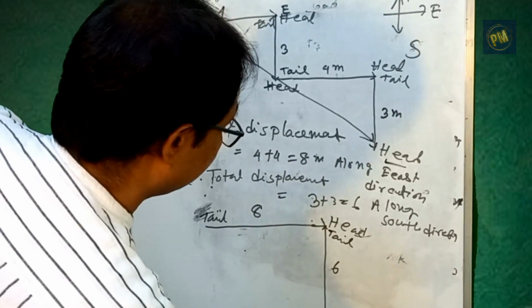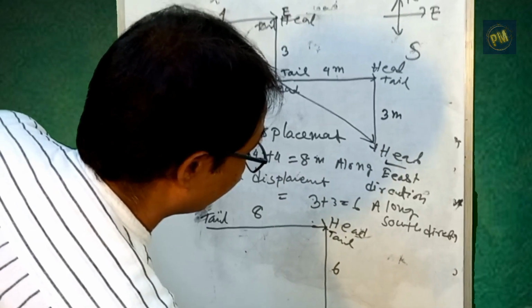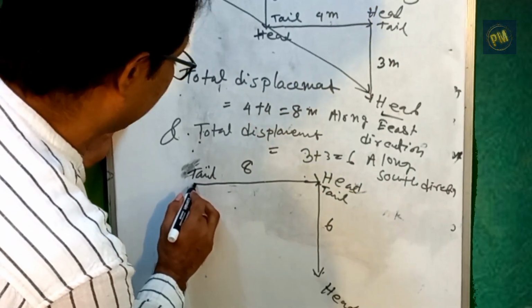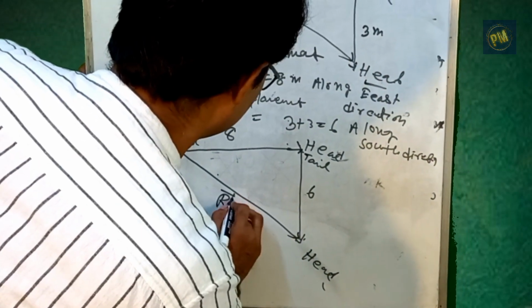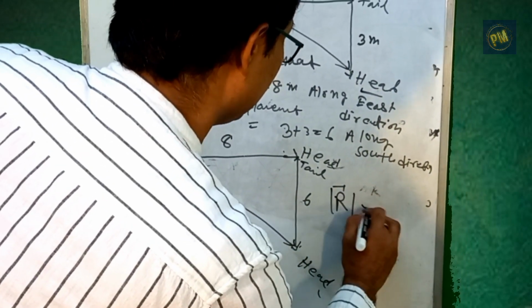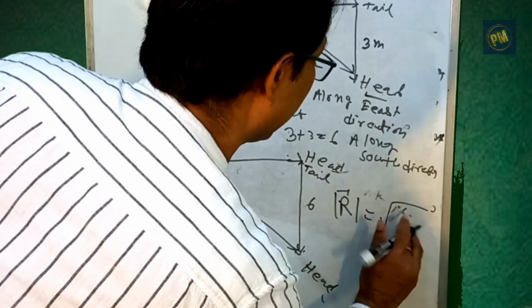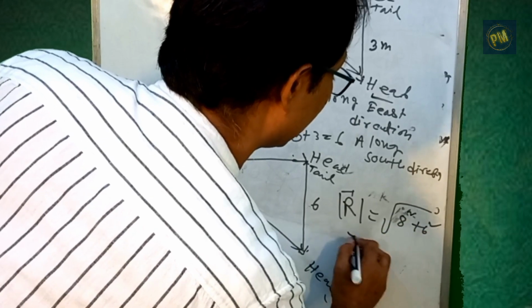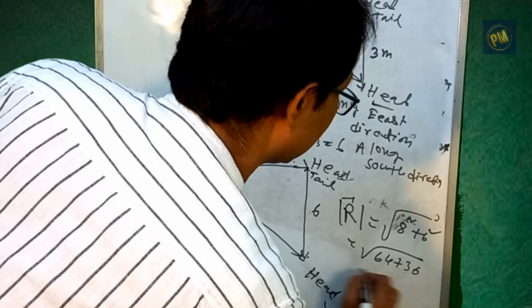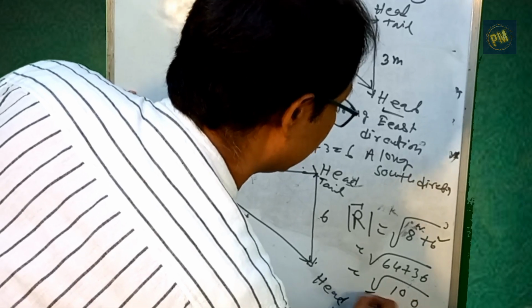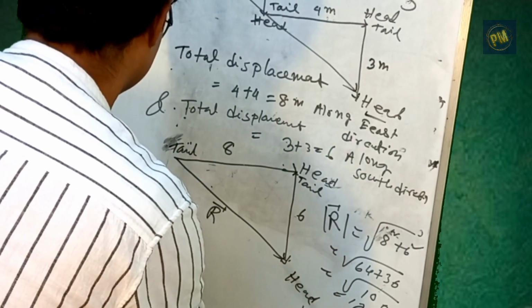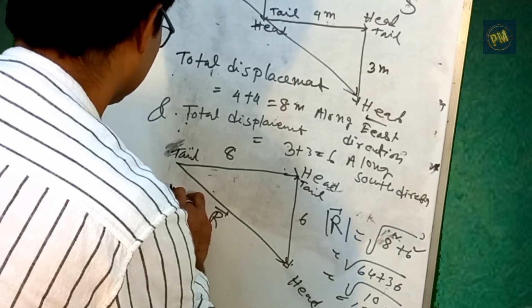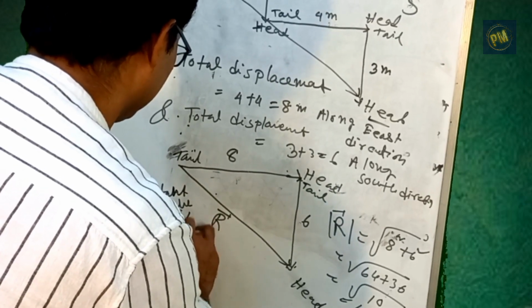So join the tail of this vector to the head of this vector. Applying the Pythagoras theorem, we can find out the resultant. R is equal to root over 8 square plus 6 square. So 64 plus 36 is 100, which is equal to 10. So the resultant value R is equal to 10 here by applying the head and tail method.